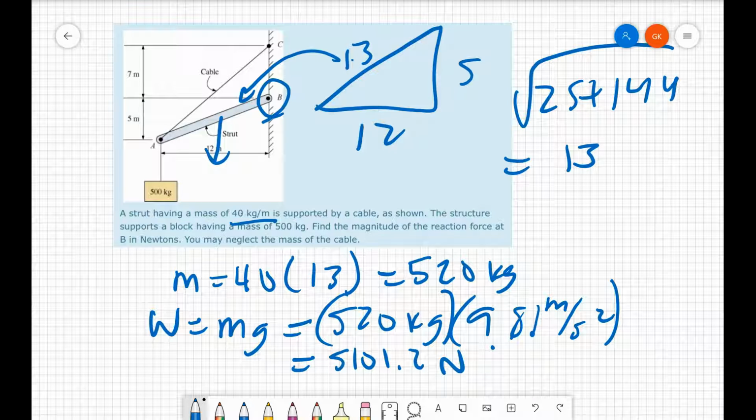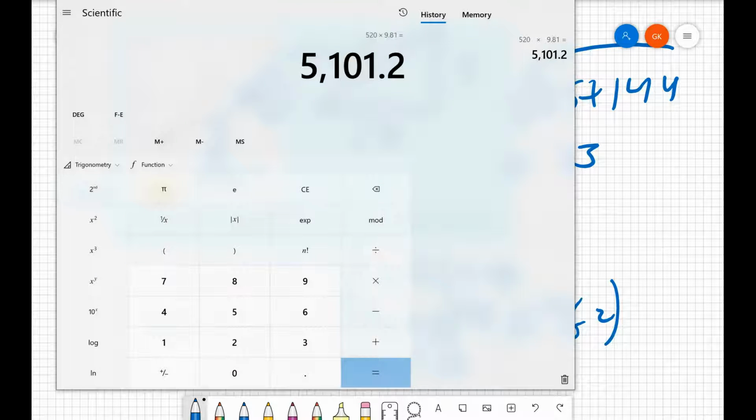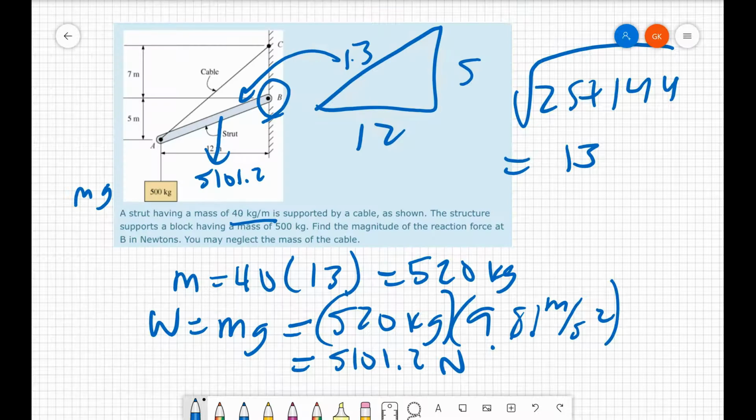Newtons. So 5,101.2. And now what is the weight caused by that 500 kilogram mass? Well, that's going to be mass times gravity as well. So 500 times 9.81. Let's see what it comes out to be. So clicking it again, 500 times 9.81. 4,905 newtons. Okay. So that right there is 4,905 newtons.